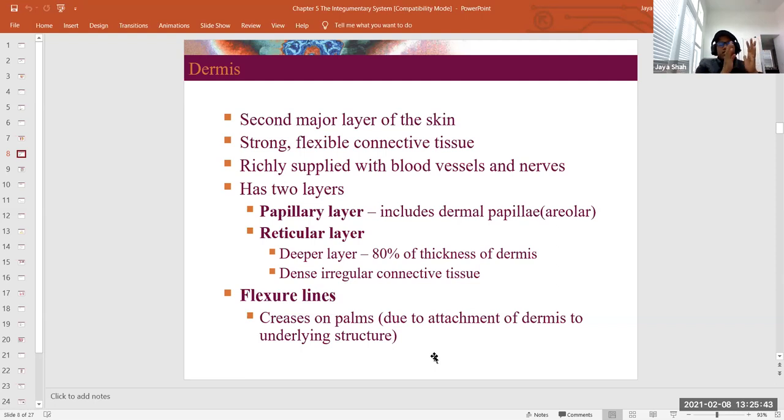So how are these crease lines produced in your skin, in your face, in your palm, everywhere? The palmistry people say these lines determine your luck, your fortune. No, they are not. They are just an anatomical feature. This is because of the attachment of the dermis to the hypodermis and to the muscles, and they pull. And in fetal life, we are in a flexed position. That's why they are formed. So there is no luck associated with it, okay?